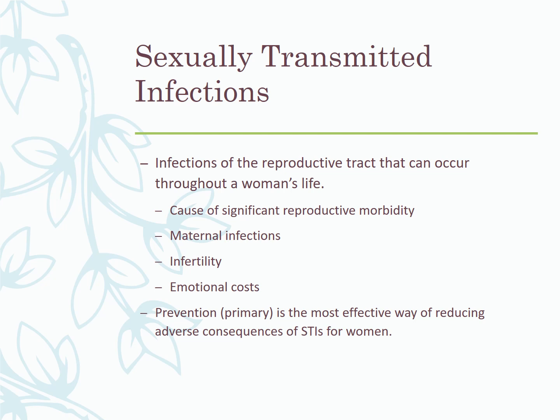Alright, so we're going to talk about sexually transmitted infections. These are infections of the reproductive tract that can occur throughout a woman's life. They cause significant reproductive morbidity, maternal infections, infertility, and there are also the emotional costs that go along with it. Primary prevention is the most effective way of reducing adverse consequences of STIs for women.